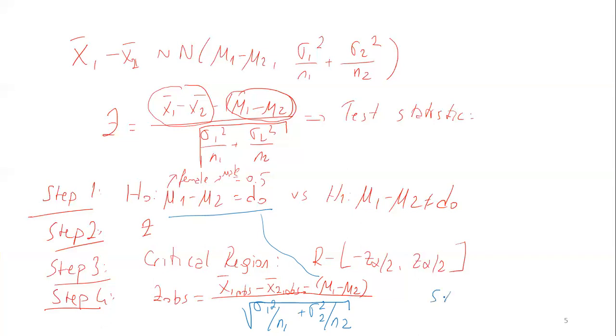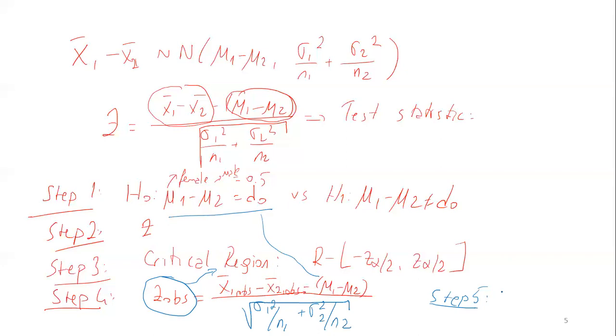And step 5 is conclude. How to conclude? If z observed is in this critical region, then you reject the hypothesis and say that mu1 minus mu2 is not equal to d0. You cannot say that the difference between the male and female students' GPA is not equal to 0.5.